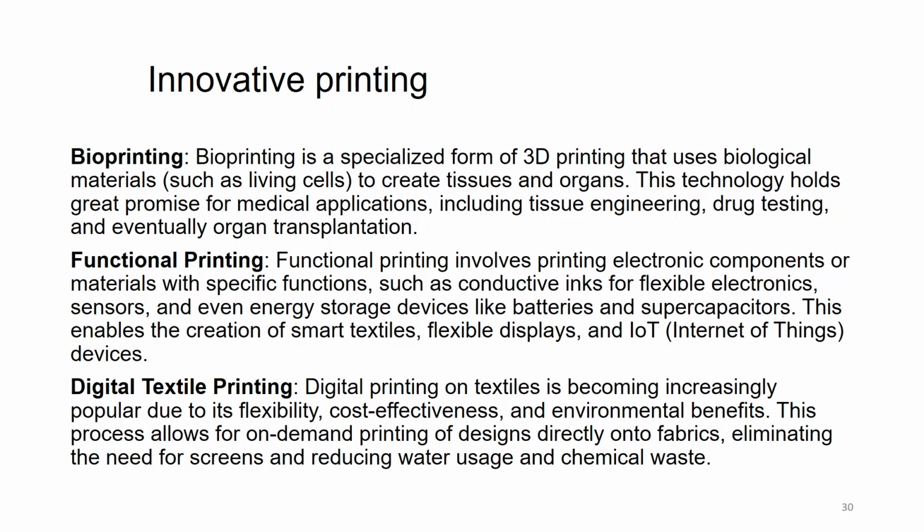Functional printing. Functional printing involves printing electronic components or materials with specific functions, such as conductive inks for flexible electronics, sensors, and even energy storage devices like batteries and supercapacitors. This enables the creation of smart textiles, flexible displays, and the IoT, Internet of Things devices. So, you have functional printing also possible for all these smart textiles.